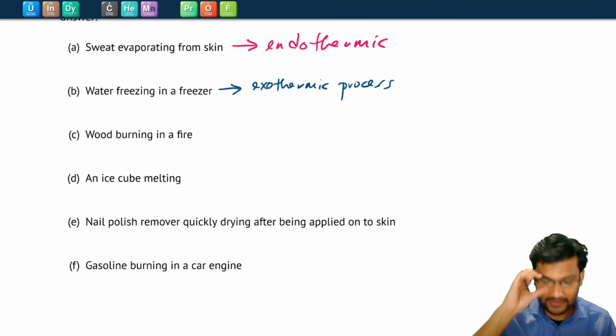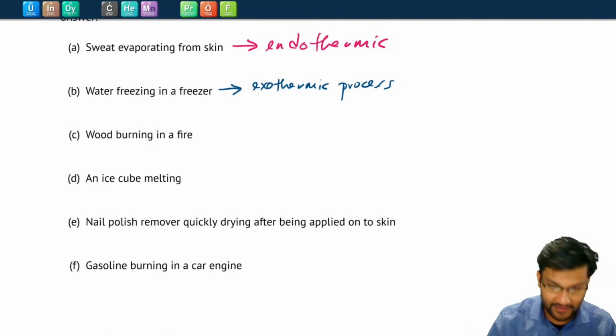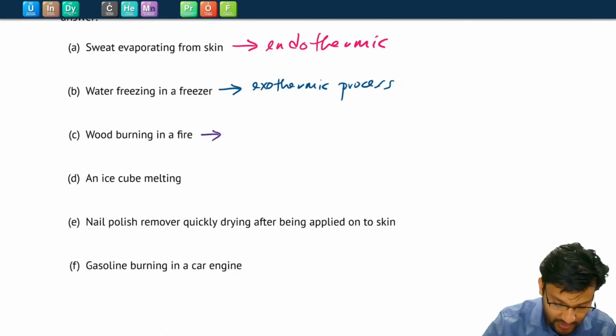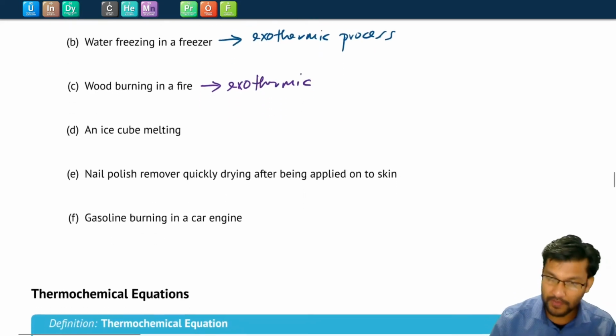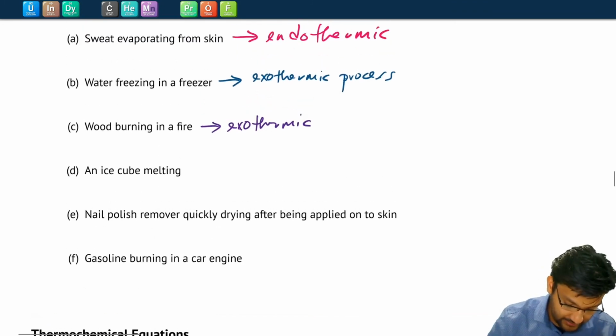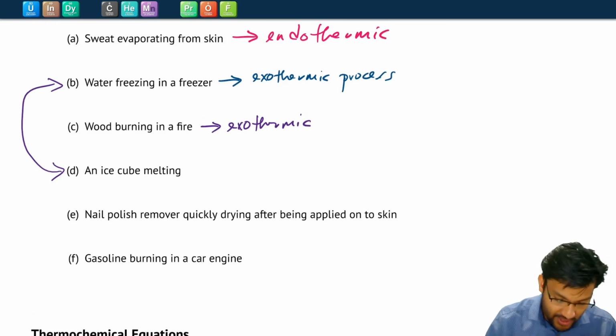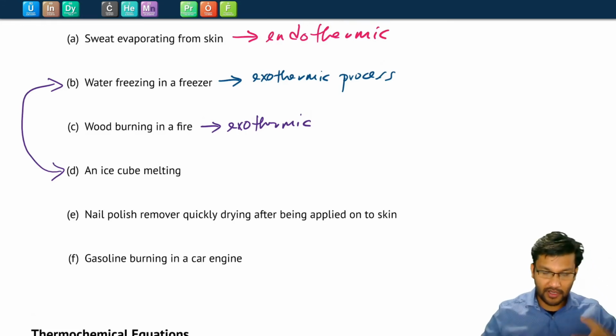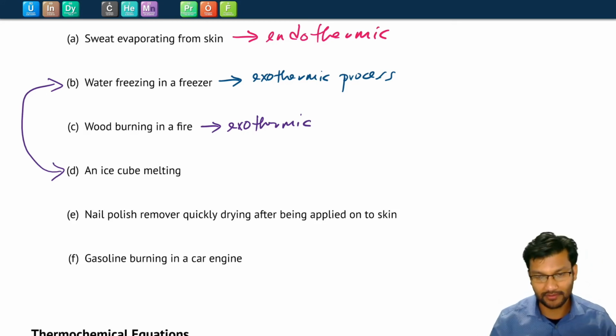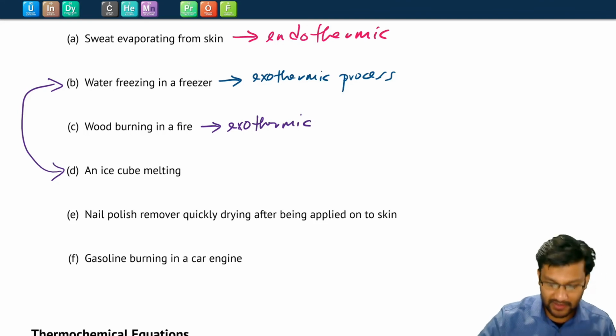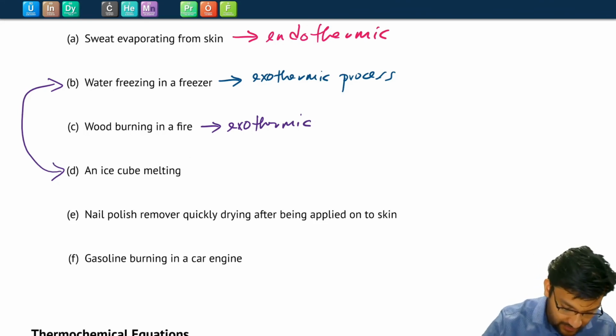Okay, let's think about wood burning in a fire. The fire is part of the heat energy that's released as wood burns, so this would be exothermic. Ice cube melting. This is actually the opposite of water freezing, right? As an ice cube melts, it cools down the environment around it. This is why it's useful in keeping your drinks cool. The ice melts, keeps your drinks cool. So ice cube melting would be an endothermic process.